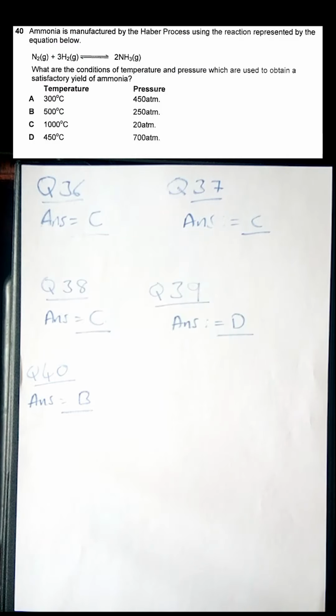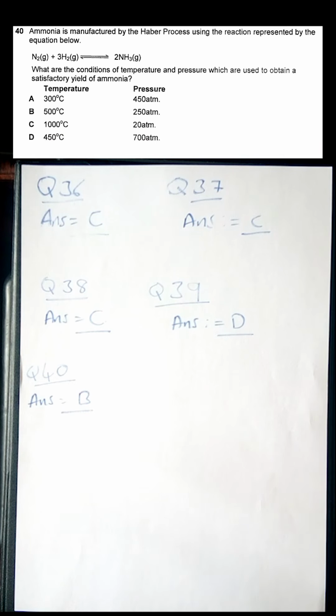39. Which of the following pollutant gases is the major cause of acid rain? Acid rain is caused by sulfur dioxide. Sulfur dioxide reacts with rain, which is water, to form sulfuric acid, and that rain falls with sulfuric acid and causes damage to plants and aquatic life like fish. So the answer is D for question number 39.